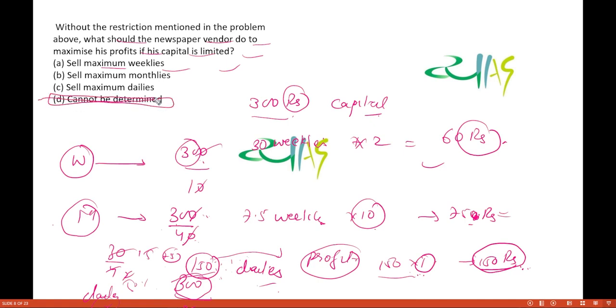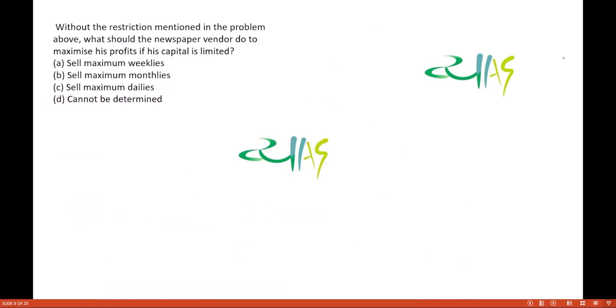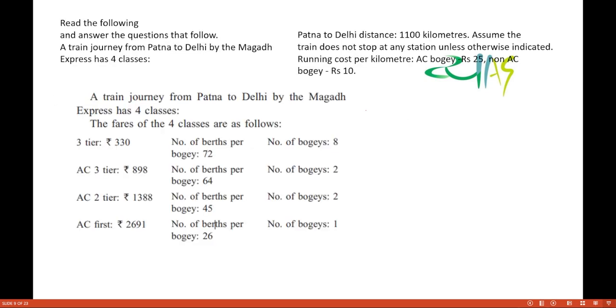So you will sell maximum dailies. Okay, maximum dailies. Fine. So when there is a restriction on the number of items that can be sold, our answer was maximum monthlies. And when there is a restriction on the capital, I am selling maximum dailies. So I hope everybody is clear with this. Fine. Let's move on to the next question.